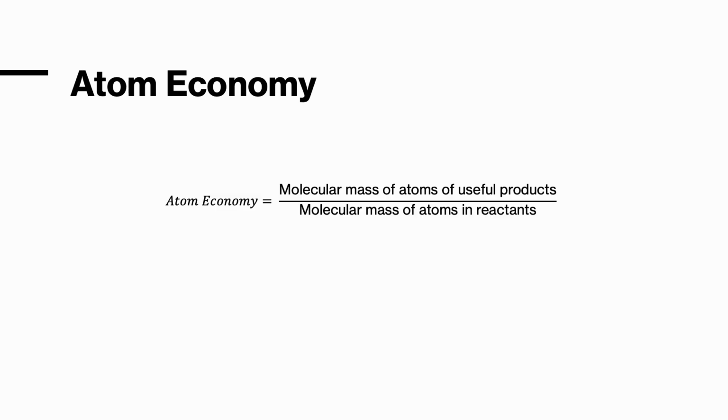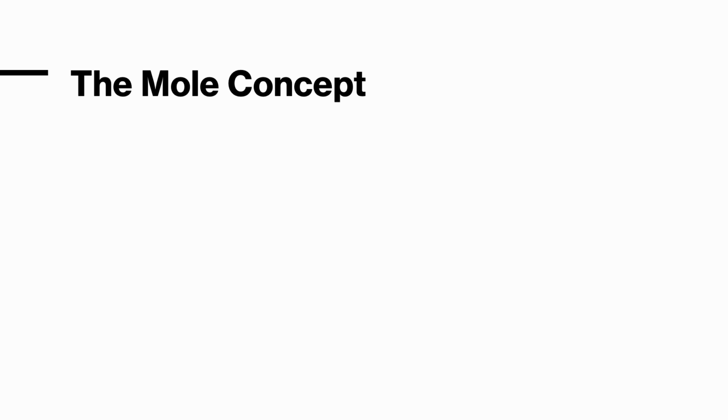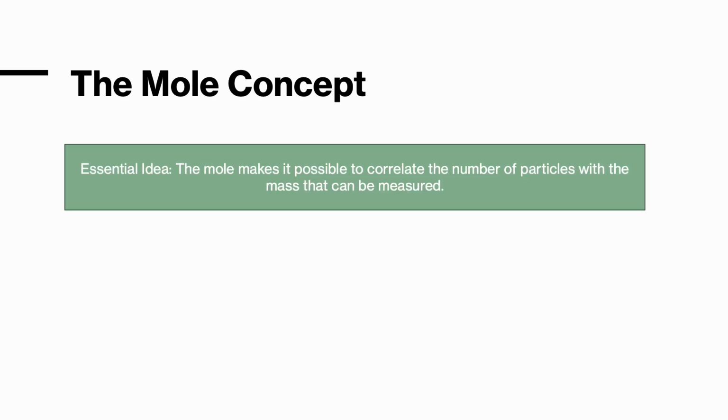Looking at atom economy, atom economy equals the molecular mass of atoms of useful products divided by the molecular mass of atoms in the reactants. Now on to topic 1.2, the mole concept. In terms of the mole concept, the essential idea is that the mole makes it possible to correlate the number of particles with the mass that can be measured.